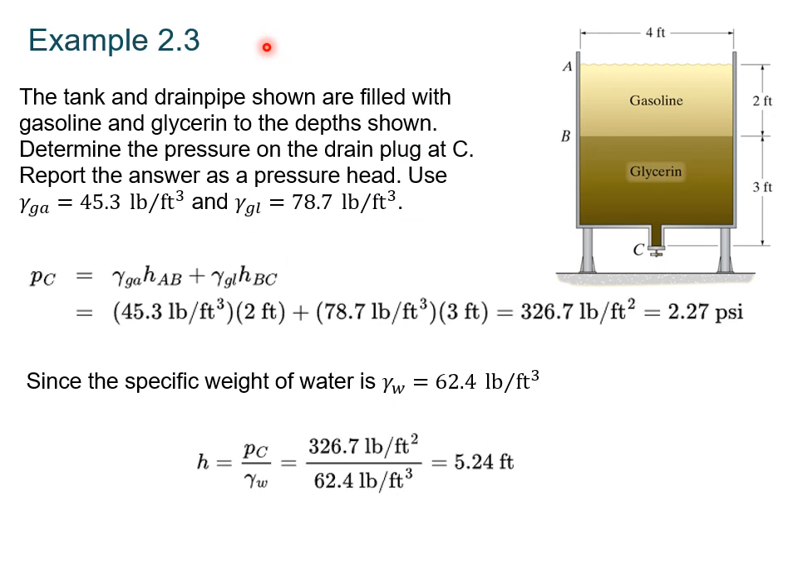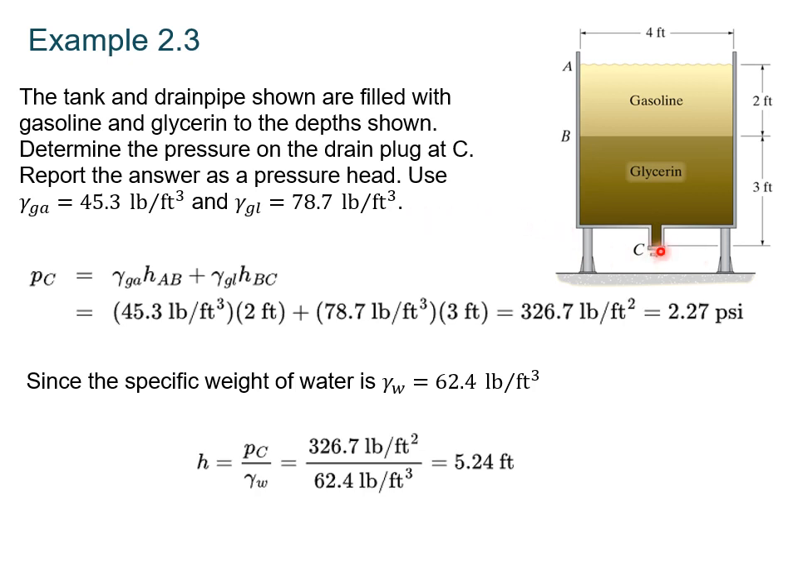So here's a great example, and this gets us started into being able to solve some problems with multiple liquids at different layers. So here we have a tank and a drain pipe shown that's filled with gasoline and glycerin. Well, gasoline is lighter than glycerin, so it floats to the top. So let's say once it's settled, we have 2 feet of gasoline on top of 3 feet of glycerin. What we want to know is what's the pressure at the drain plug C. And so we're going to use the fact that gasoline has a gamma of 45.3 pounds per cubic foot and glycerin has a gamma of 78.7 pounds per cubic foot.